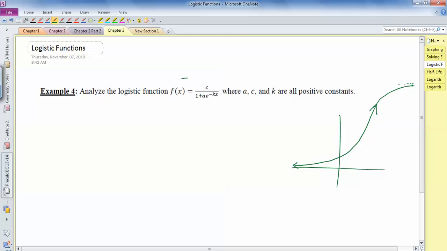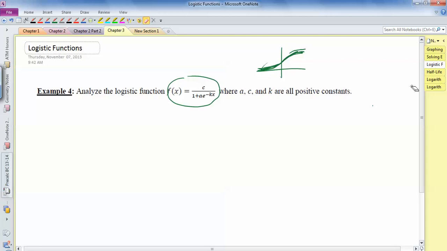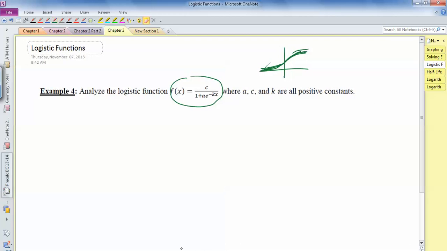If you were to graph this sort of thing, where C, A, and K are all positive numbers, then you end up with a picture that looks more like this, where you see that it grows quickly and then it starts to taper off at some point. So now that you know what the graph looks like, it'll help a little bit, but we'll analyze this algebraically instead.